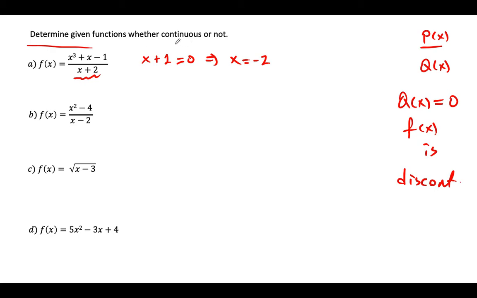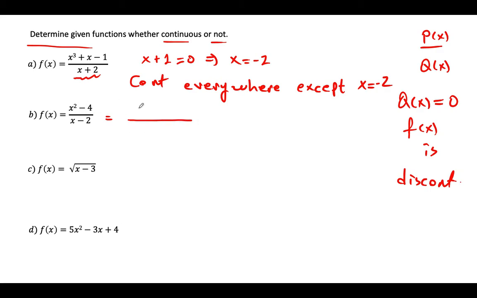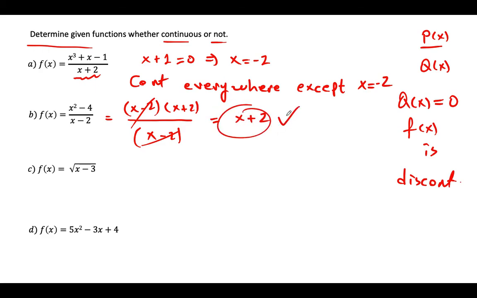Determine the given function whether continuous or not. So since x minus 2 makes my function undefined, this function is not continuous, or I can say that it is continuous everywhere except x equals 2. And similarly this one here, the thing is a little bit changed. When I look at here numerator, x minus 2 times x plus 2 divided by x minus 2, and when I simplify, my function will be x plus 2, which will be defined everywhere.